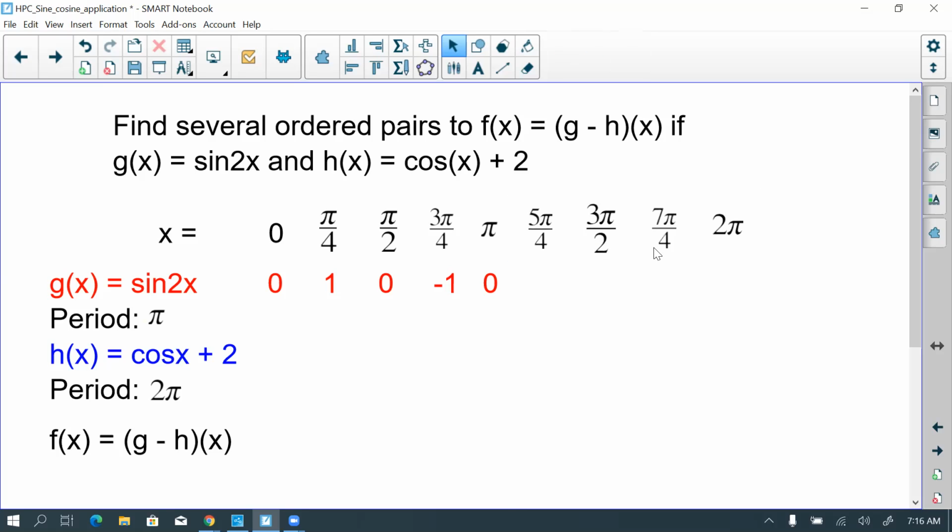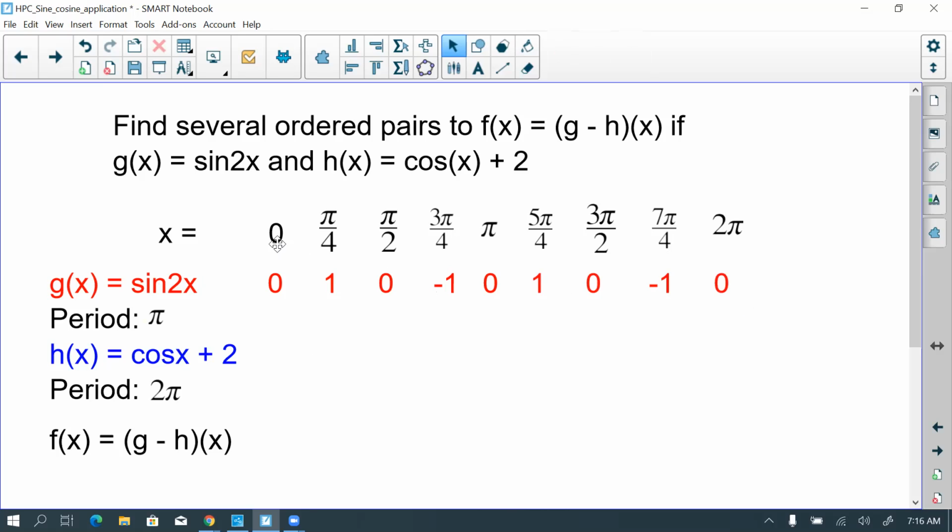So I do go all the way to 2 pi, but I have to remember with g, I want to generate the 5 key points. So unfortunately with g, I would do 2 sets of the 5 key points. 1 cycle right here from 0 to pi, and then a second cycle from pi to 2 pi. So that's how I can get all of these points. I've got 9 of them.